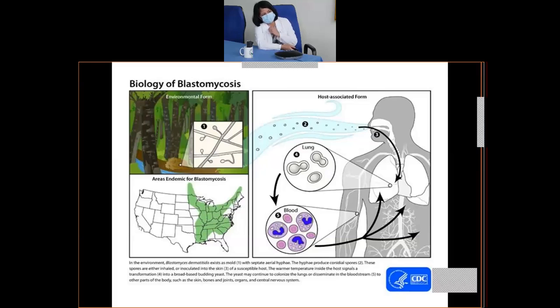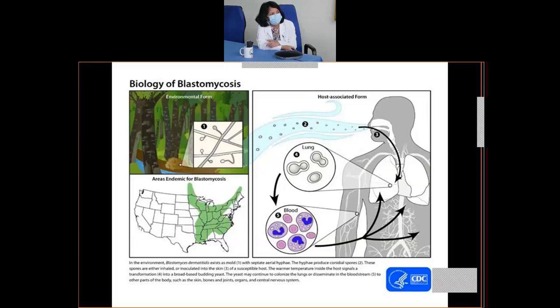So look at the yeast forms in the lungs in the picture which is labeled 4. You can see that there's budding, isn't it? So that budding is broad-based. You can see it's broad-based, meaning it's not pinched at the site of the budding. So this is known as broad-based budding. The yeast may continue to colonize the lungs, or they may disseminate to other parts of the body where they affect the skin. They may infect the skin, the bones, the joints, the organs, and the central nervous system.